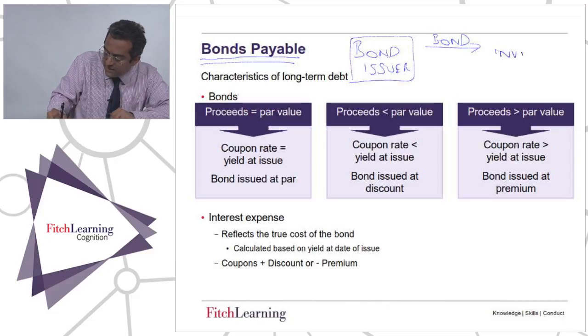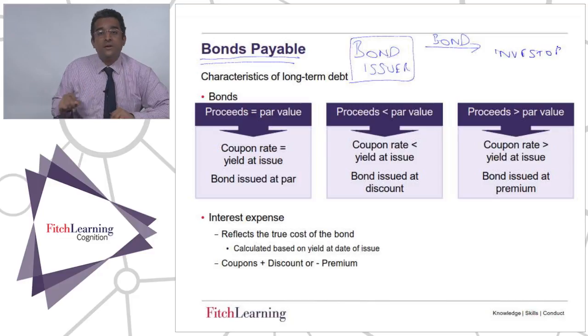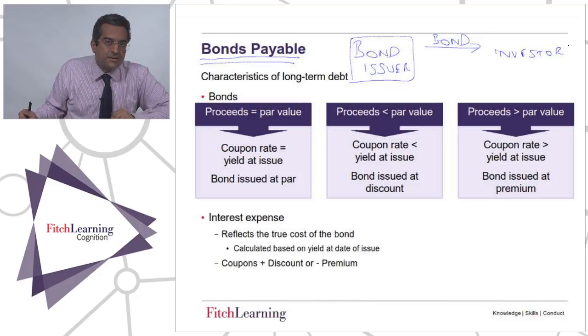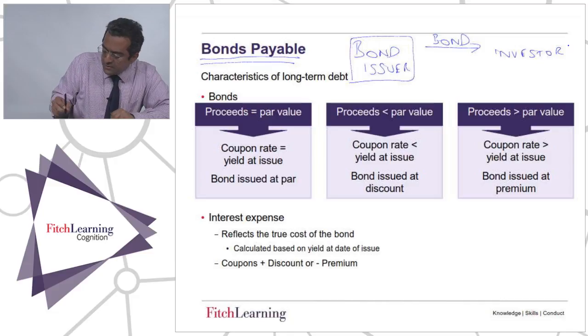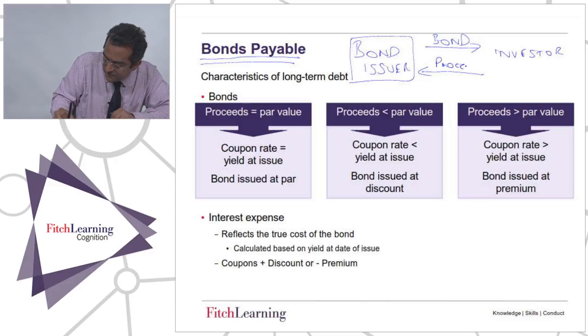Now, those investors typically for bonds will be institutions, as opposed to retail customers. But bonds sold to investors, which enables them to raise debt or capital proceeds, cash proceeds.